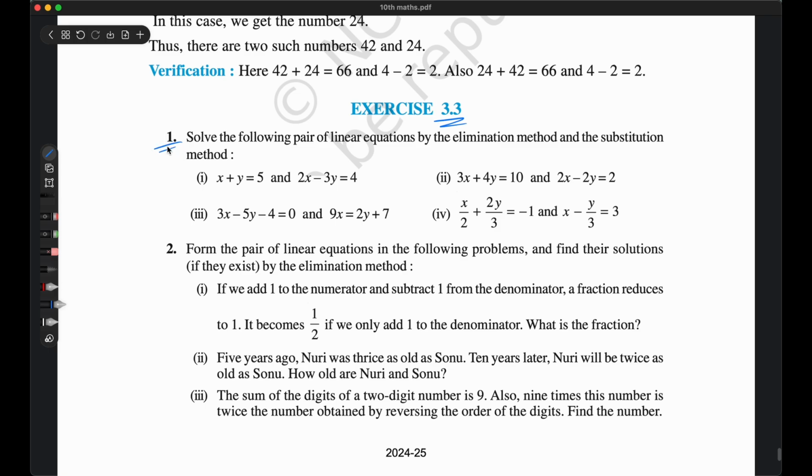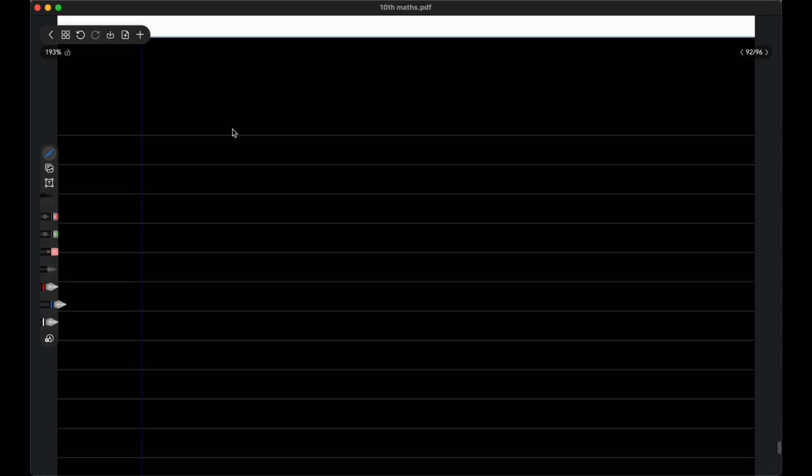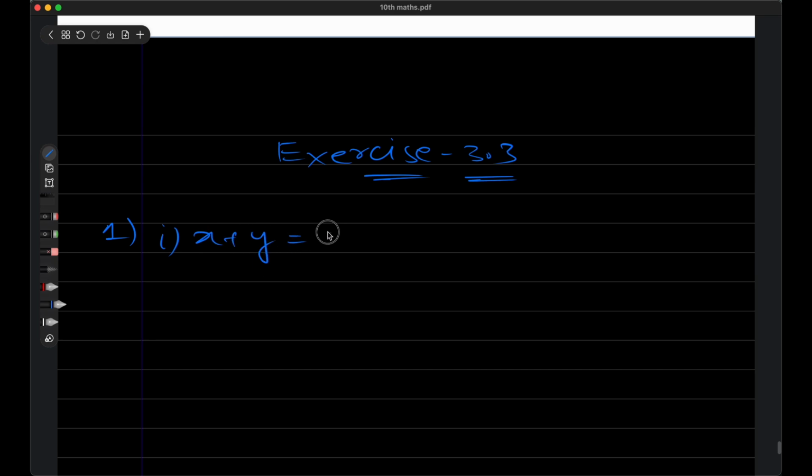In question number 1 we are given a pair of equations and we have to solve them first by the elimination method and then by the substitution method. Part 1. The equations are x plus y equals 5 and 2x minus 3y equals 4.